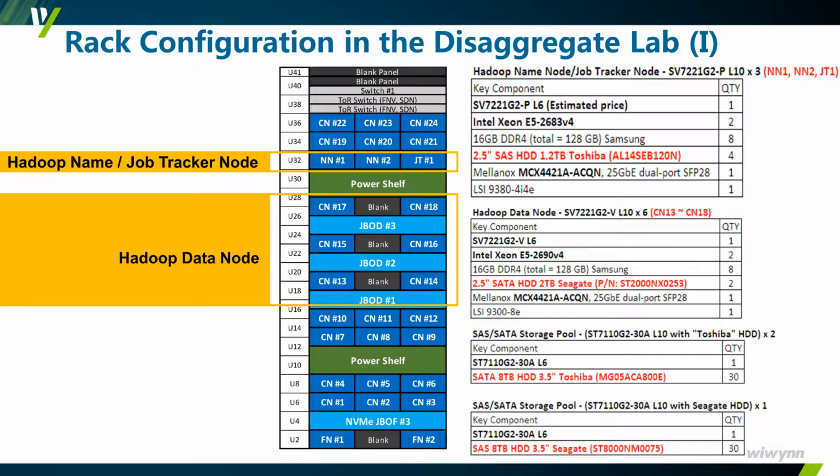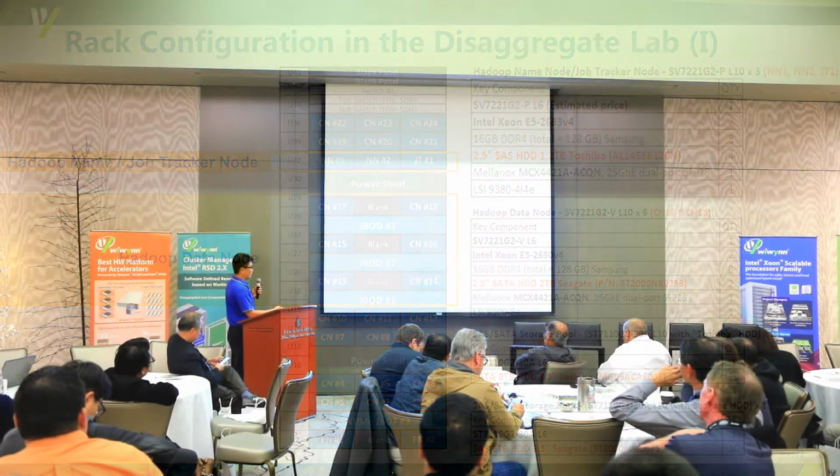And for our Hadoop job tracker, the same as the container usage, it comes with the E5-2683, those are 16 cores, and with 4 of the Toshiba 1.2 terabyte SAS drives, and LSI 9380-4i4E RAID control. For the Hadoop data, then we're using the E5-2690, those are 14 cores, and with 2 of the Seagate 2 terabyte SATA drives, and come with the HBA controller.